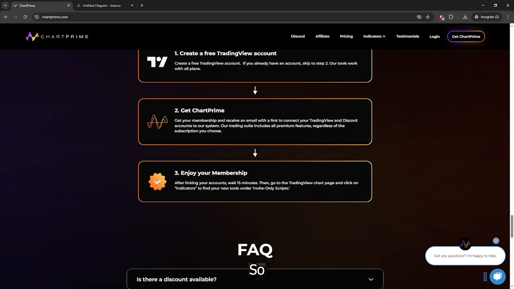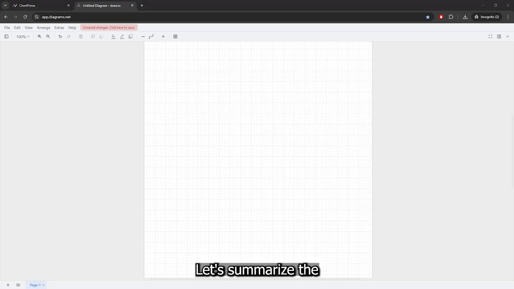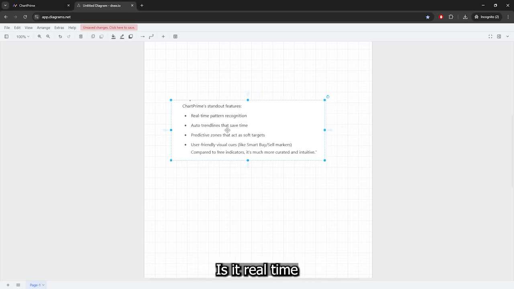So let's summarize the highlights. ChartPrime's standout feature is its real-time pattern recognition. Its auto trend lines save you time, and its predictive zones can act as soft targets. It also has user-friendly visual cues, like a smart buy or sell marker, and compared to free indicators, it's far more curated and intuitive.